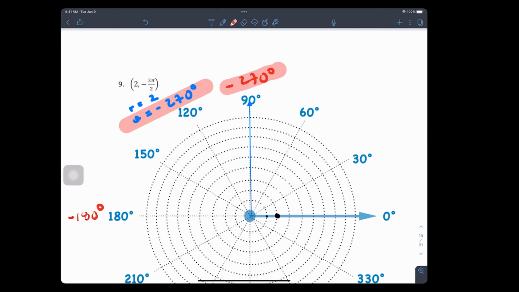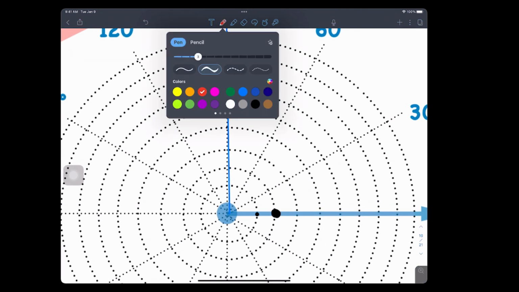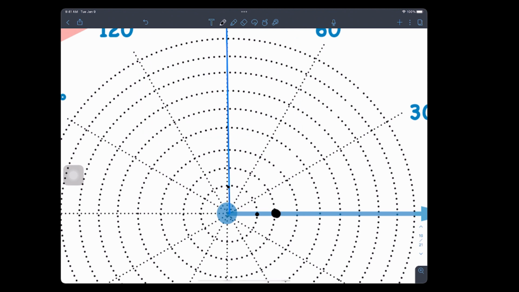But what's your radius? 2. To negative what? 3 pi over 2.